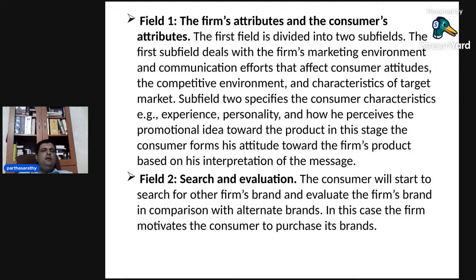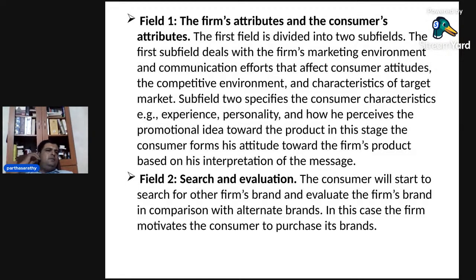So if I type a particular model and talk about features, two different phones' images will come, with their features and everything. Today, making a comparison and knowing the information is relatively very easy. Especially after the internet revolution, it is very easy for us to get the information and evaluate the firm's brand in comparison with the alternate brand.